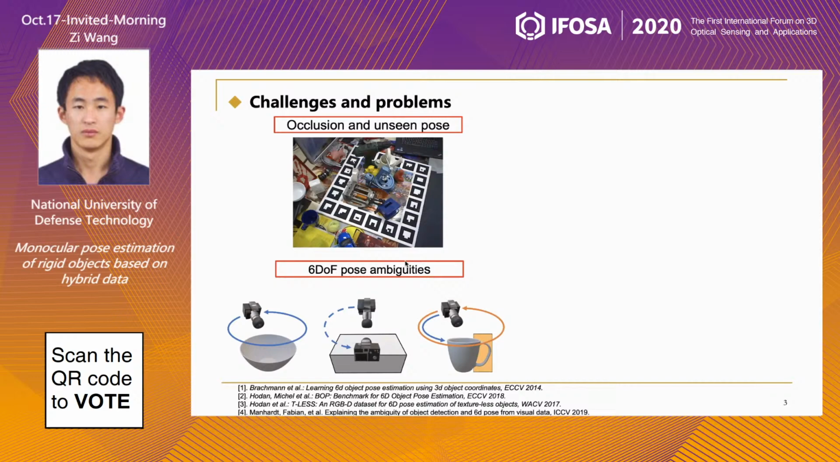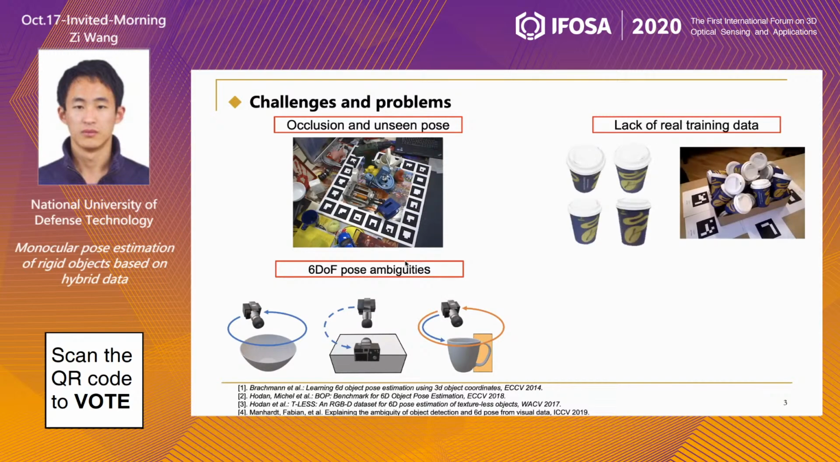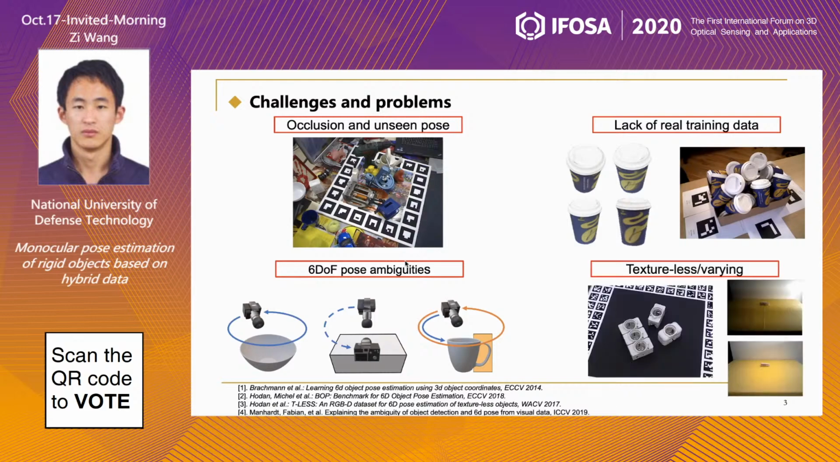The third problem is the lack of real training data, which comes from collecting and annotating images. Images with 6DOF pose are not only time-consuming and labor-intensive to obtain, but also require special equipment. Utilizing synthetic images is a promising approach. The last problem is about texture. The images of poorly textured objects contain less information for training, and the images of well-textured objects may vary a lot with lighting condition changes.